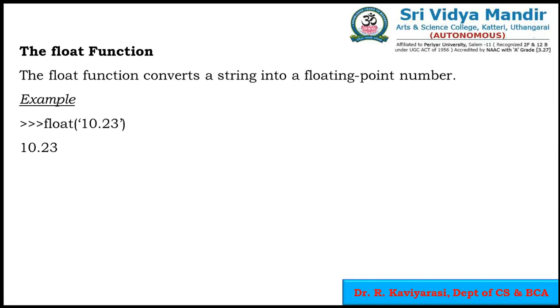In the float function, float is a predefined function which converts a string into a floating point number. For example, float of 10.23 is given here as a string. So, this can be converted to a floating point number with the help of the float inbuilt function.